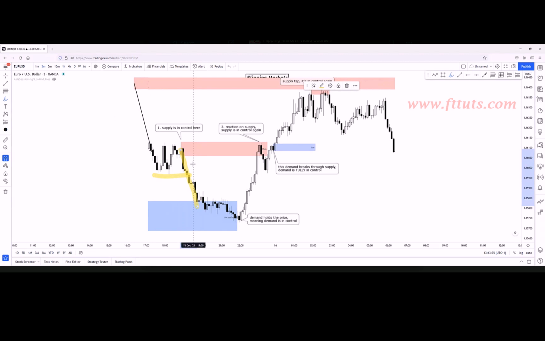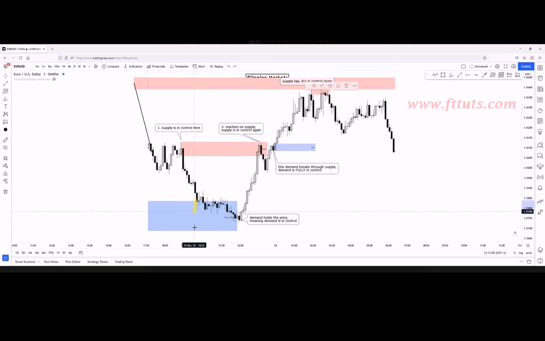So we have all three criteria in order to form a valid supply zone. First criteria, price swept liquidity. Second, it broke structure. Third, it created an inefficient move. So we have a valid supply zone, which means supply is in control.